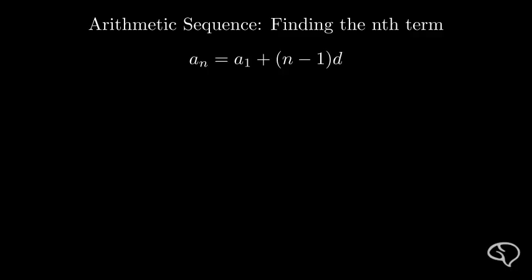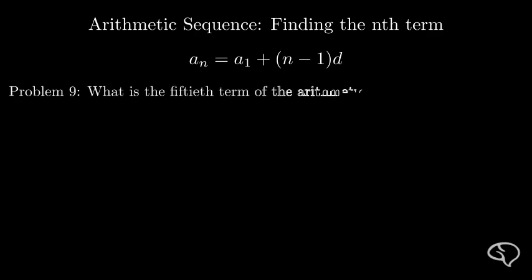Here, a sub n is the term you want to find, a sub 1 is the first term, n is the term number, and d is the common difference. Let's find the 50th term of the sequence 3, 7, 11, 15.